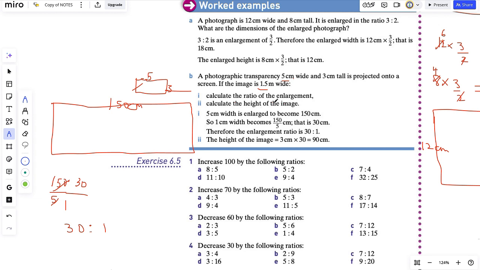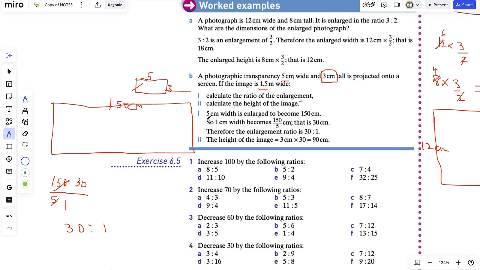Is it to calculate the ratio of enlargement? So you just use 30 to multiply. If you want to know this side, the other one is to calculate the height of the image. What will be the height of the image? You already know the ratio, right? The ratio is 30. You use the 30 to multiply 3.